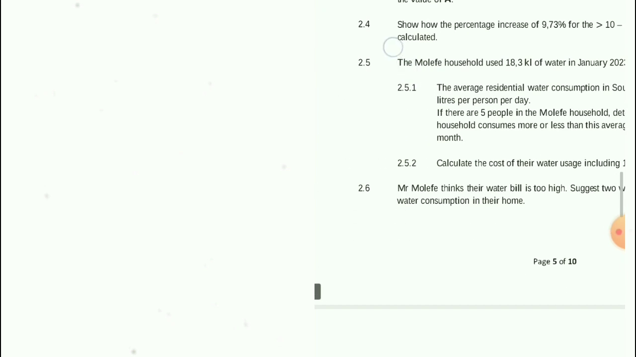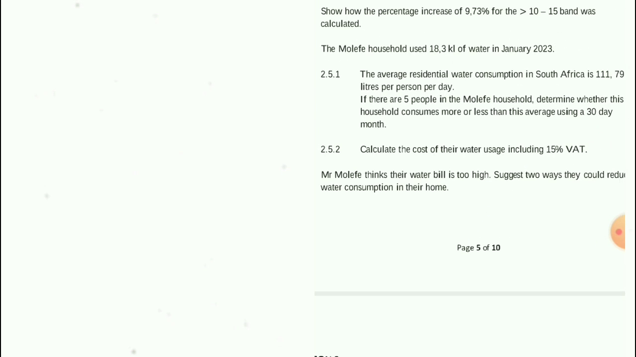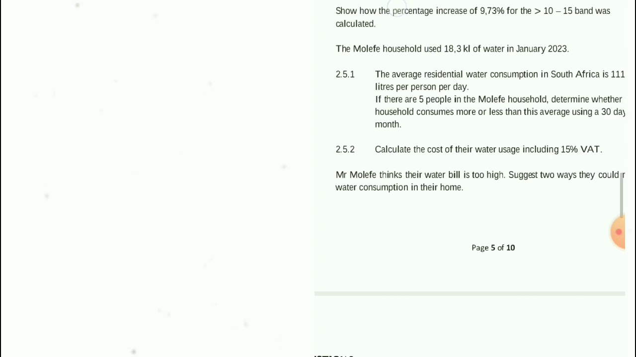I hope you guys understand this one. 2.6 is: Mr. Mulife thinks their water bill is too high. Suggest two ways they could reduce water consumption in their home. This one requires common sense only. You simply say these are the answers here. Use the shower instead of a bath. Use a bucket instead of a hose to wash the car. Or you can just say don't bath at all. Just joking, guys. Don't say that, you would get it wrong, because that's insulting.